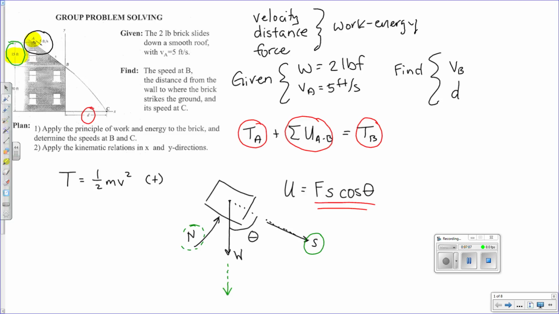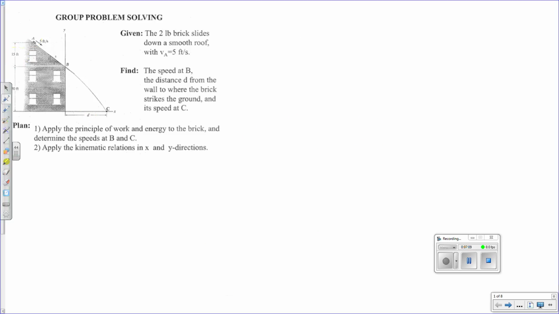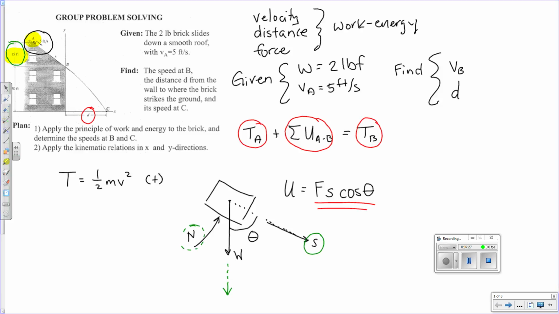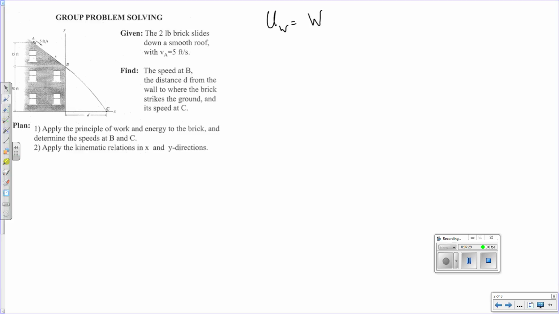Why am I bringing this up? Because it makes the amount of work done by the weight force very easy to determine. The work done by the weight force is going to be equal to the magnitude of its weight times the distance that it travels in the direction that the weight force is pointing. If we go back to the free body diagram, the weight force is pointing directly downwards. It moves from position A to position B, which is a difference of 15 feet.